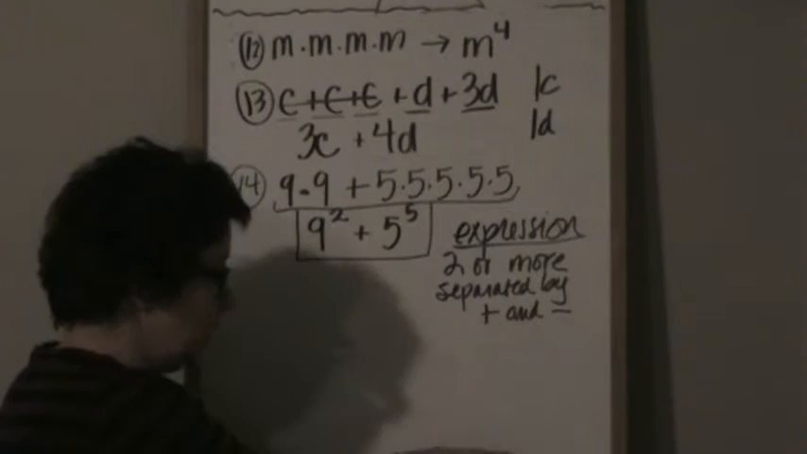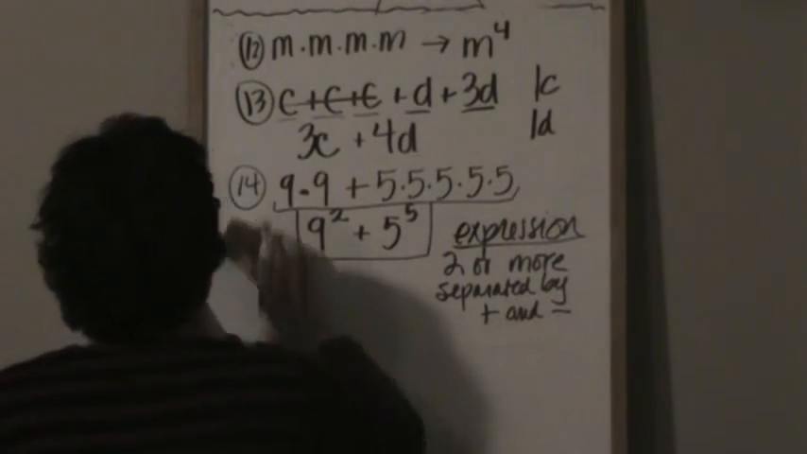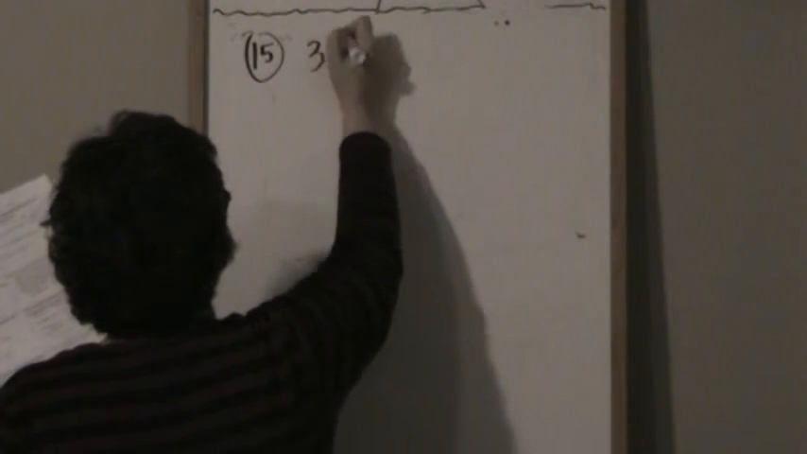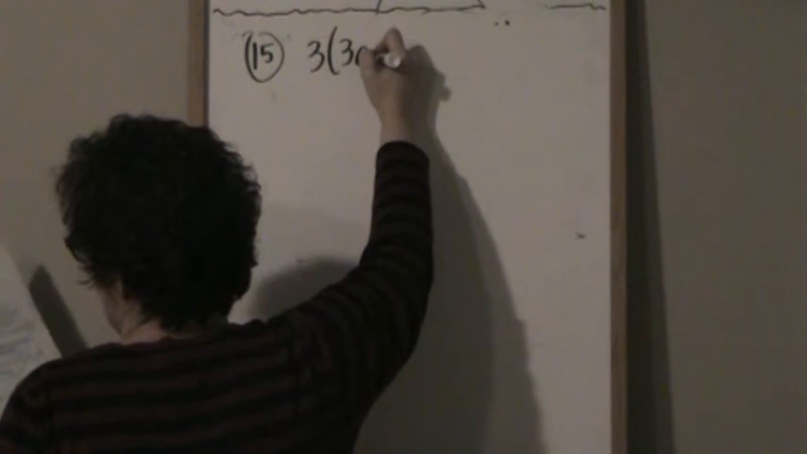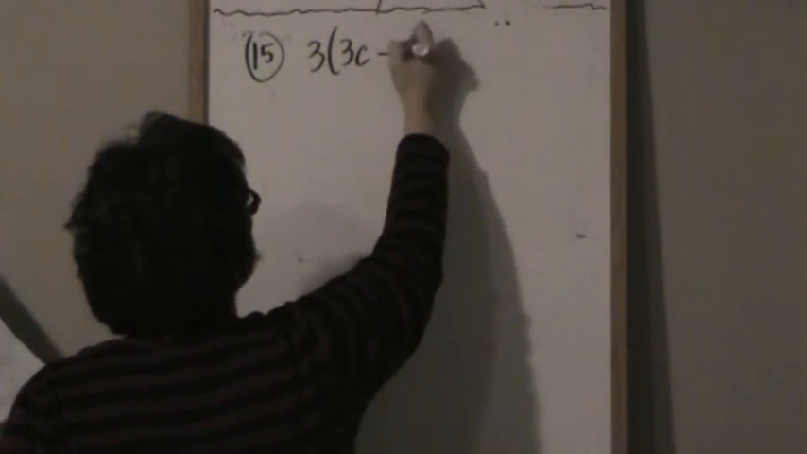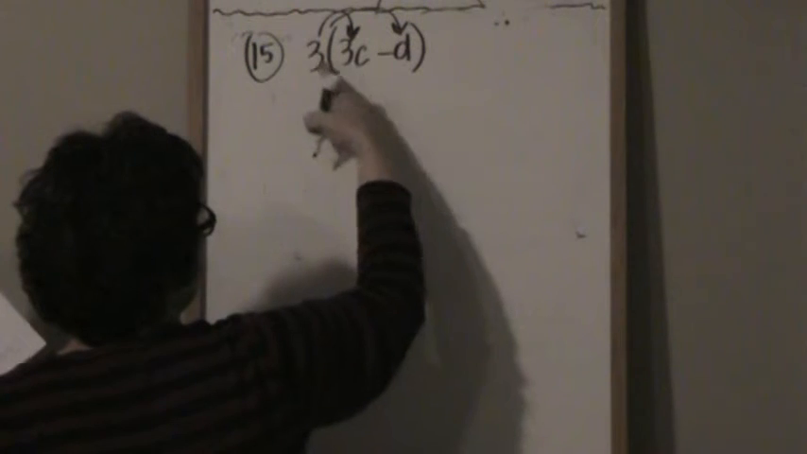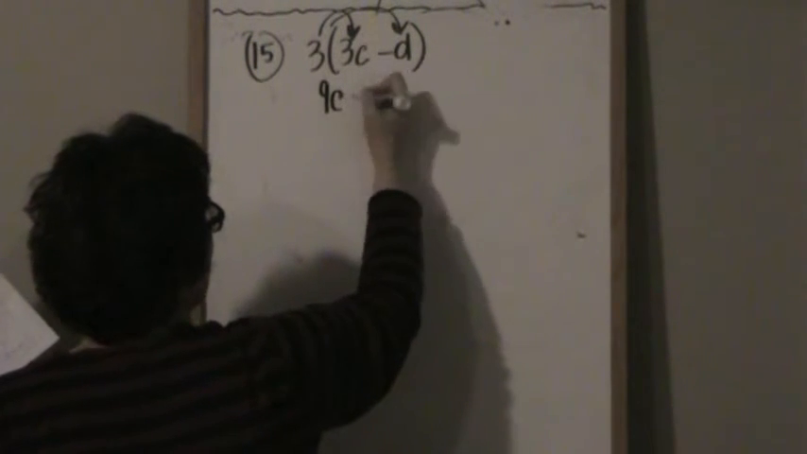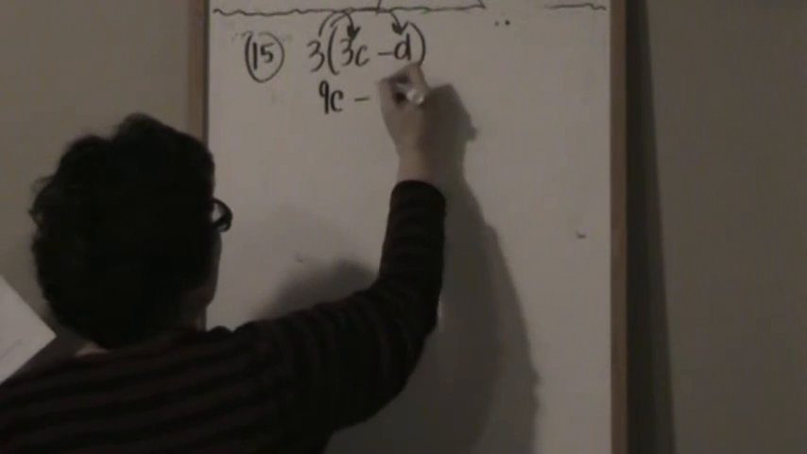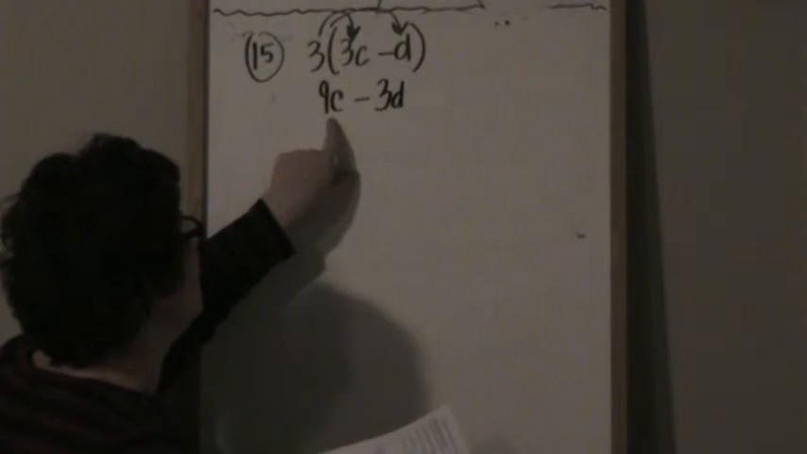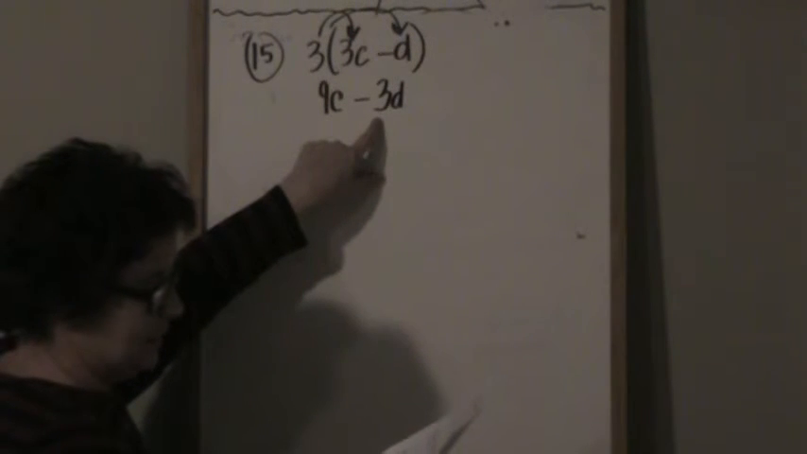All right, 15, use a distributive property to write an equivalent expression. All right, we should be pretty good at this, guys. Number 15, we've done the distributive property before. 3 times 3C, is that plus or minus D? I think it looks like minus D, okay? Remember, 3 times 3C, 3 times 3 is 9C, minus 3 times D is 3D. Okay, that gives me 9c minus 3d.